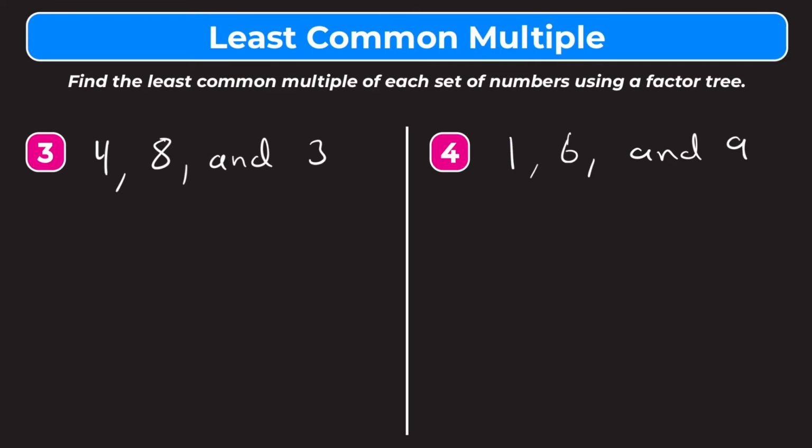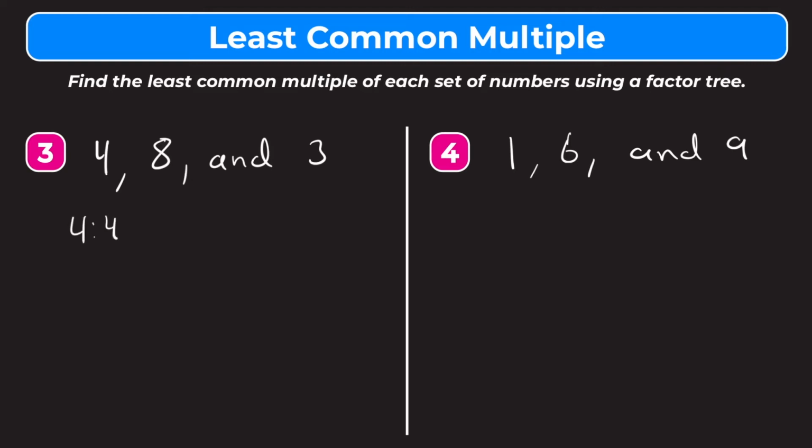In those first 2 examples, we found the least common multiple of a set of 2 numbers. In examples 3 and 4, we're going to find the least common multiple of a set of 3 numbers. And we do this the same way as we did with 2 numbers, except we just have a third number now to list out the multiples of. So let's start with number 3. We have the least common multiple of 4, 8, and 3. So we can start by listing the multiples for 4.